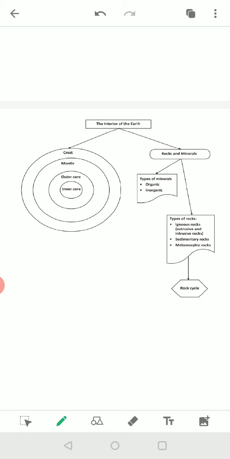Types of minerals: organic and inorganic. Types of rocks are igneous, which is divided into two parts, extrusive and intrusive rocks, then sedimentary rocks, and lastly the metamorphic rock. We will also discuss the rock cycle.